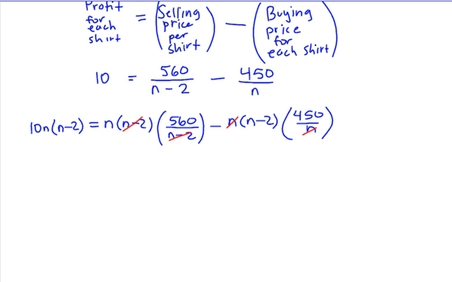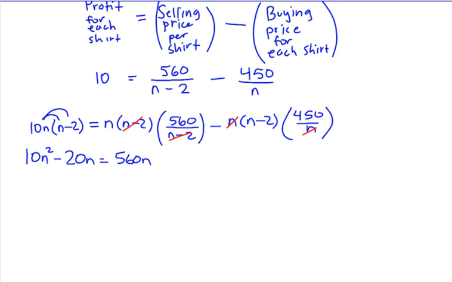So now we have to do some algebra. On this side, should we bring this in now? 10n times n is 10n squared, minus 10n times negative 2, which is negative 20n. Okay, here we just have 560 times n, so we can just write that as 560n.